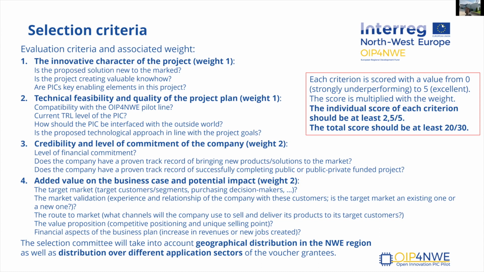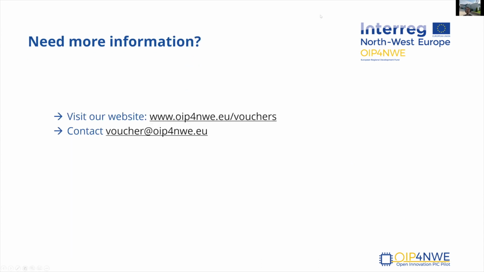And so then all these items are scored. The individual score on each of these criteria should be at least 2.5 out of 5, and the total score should be at least 20 out of 30 to be eligible for the vouchers. And if you are above the threshold, you will be granted the voucher. So that's in a nutshell the procedure for the voucher application.